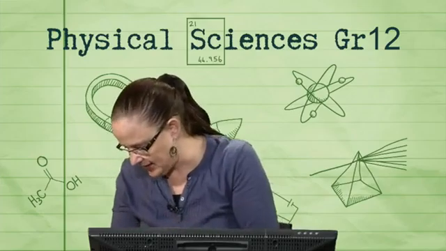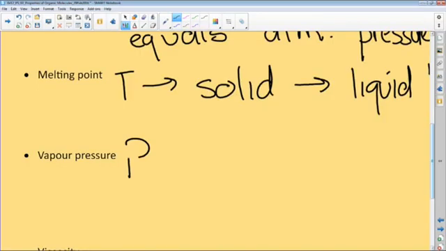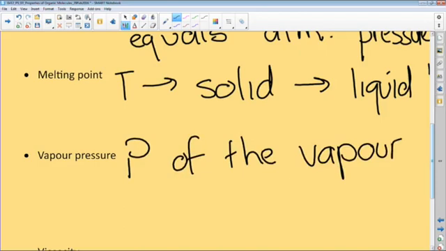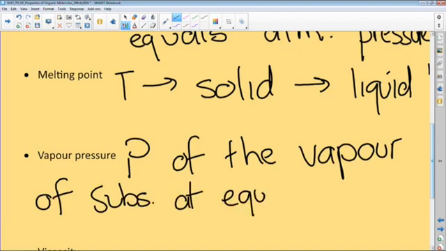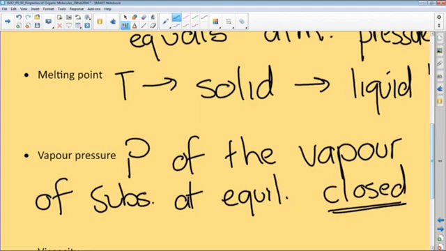So if we write it down, it's the pressure of the vapor of the substance at equilibrium in a closed system. Okay, it's got to be a closed system. Now we haven't done equilibrium yet, but it's very important that it's a closed system, so it's not allowed to evaporate. Okay, that's what we're talking about.